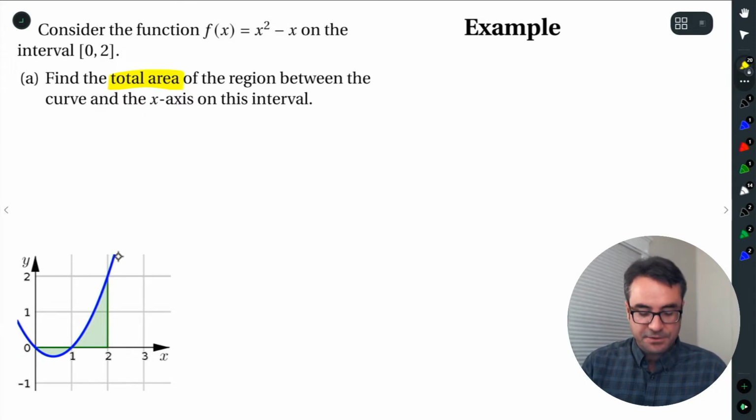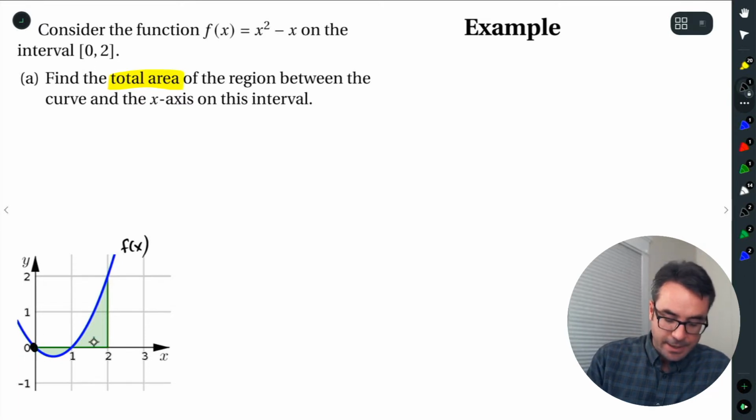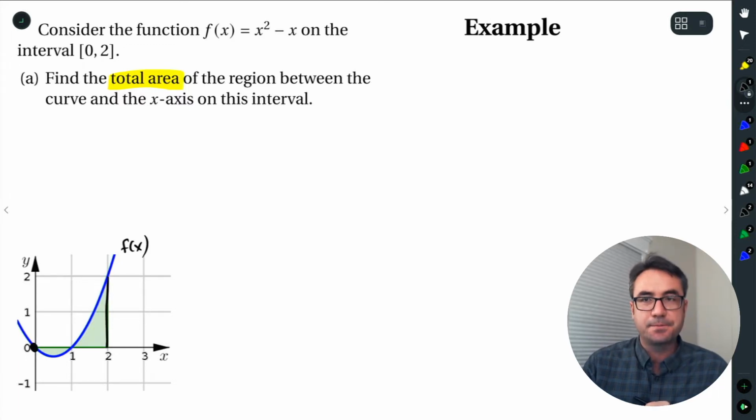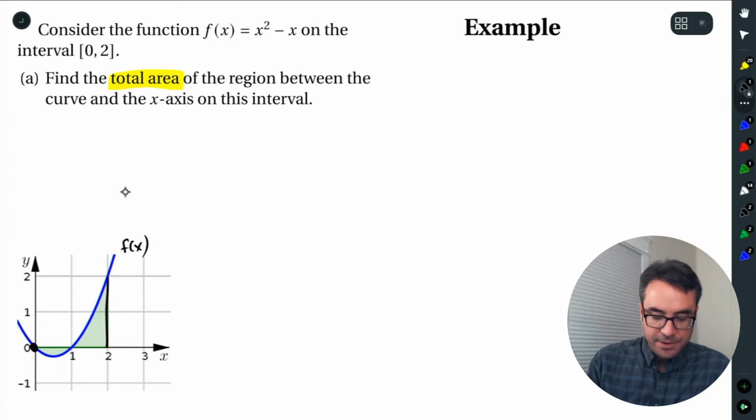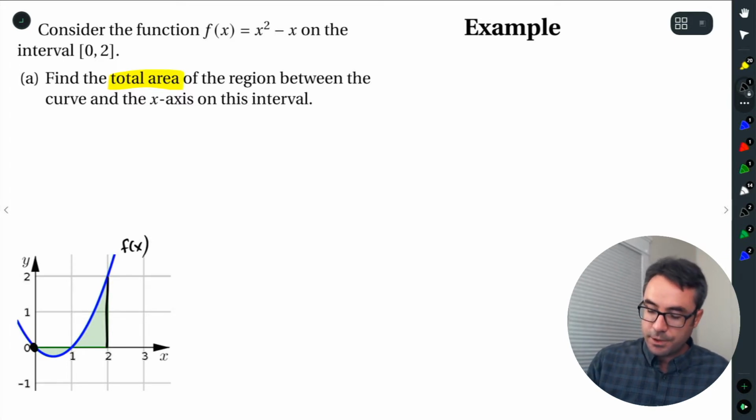So we have our curve sketched right here. This is f of x. And we're looking in between x equals 0, so this point right here, and x equals 2. So we have the right side of our region here, and we want to find the total area of this shaded region. Now when we look at this, part of our curve is above the x-axis and part of it is below. So what we're going to do is find the intersection points.